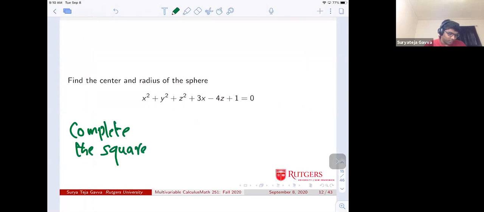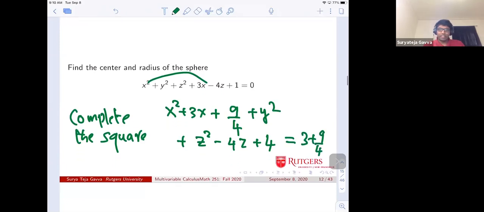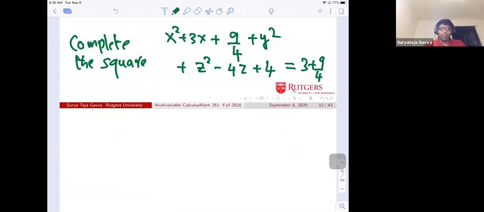So let's see. If you complete the squares, x squared and 3x: x squared plus 3x plus what? This is 2 times 3 over 2, so 9 over 4. Plus y squared plus z squared minus 4z plus 4, equals 3 plus 9 over 4. Okay, so when I complete the squares, we have to add this whole quantity to the other side. So let's see what you get.